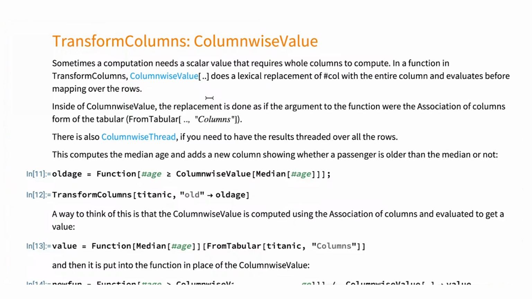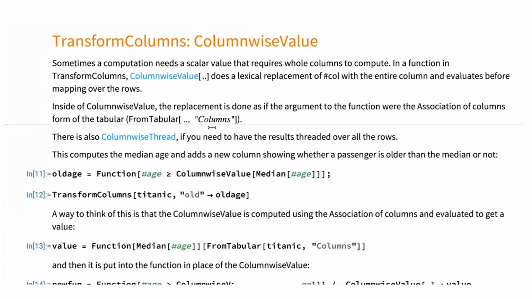And there's a thing we came up with called column-wise value, and the description here is quite complicated. It does a lexical replacement of column, and I'm going to actually work through what that means. What it allows you to do is use column-wise things that have to be computed on a column-wise value in a row-based transformation.